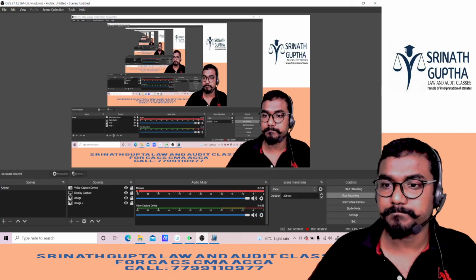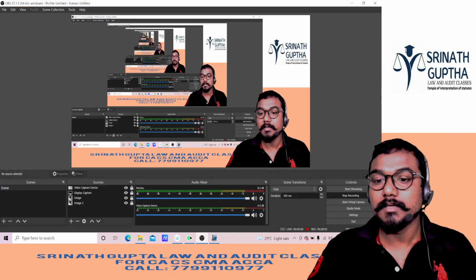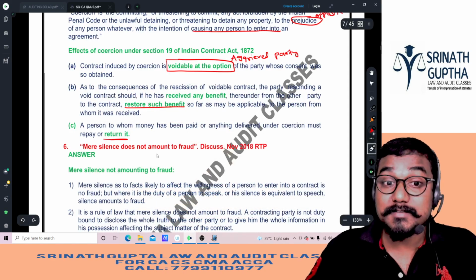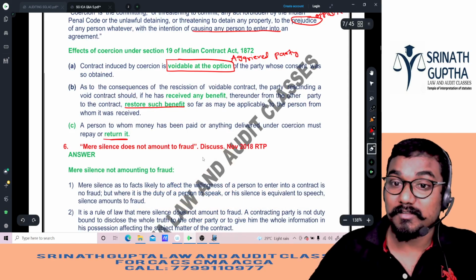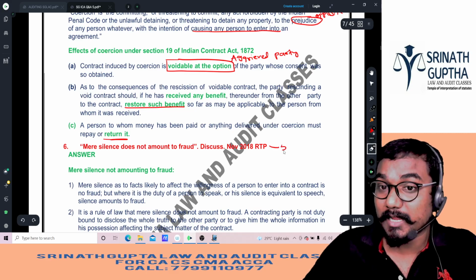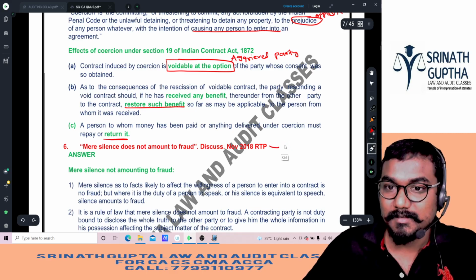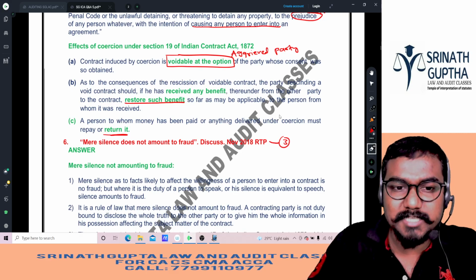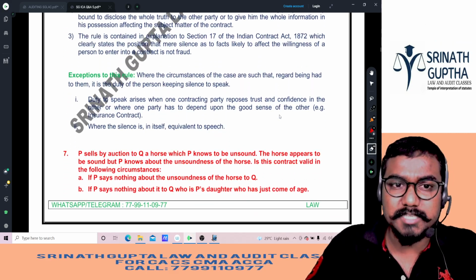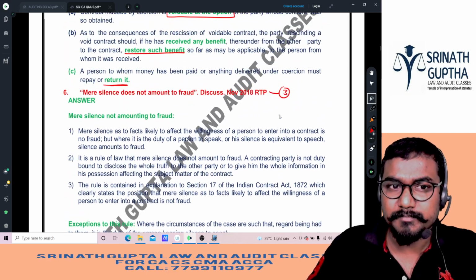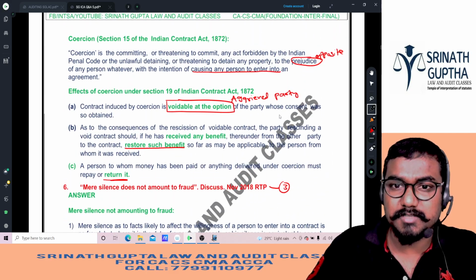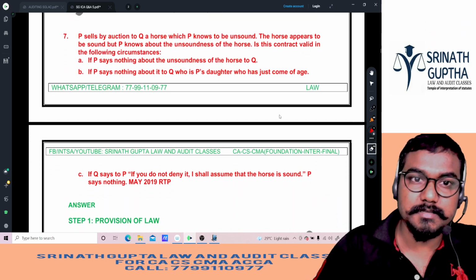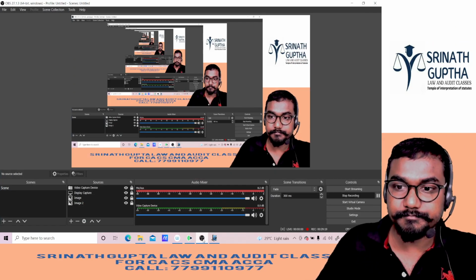6th question. So next question. Silence does not amount to fraud. The same question was repeated 3 times, beta. So generally silence does not amount to fraud. But some exceptions are there, beta. In those exceptional cases, silence will amount to fraud. So first question, second question, 6th question also same, beta. Next 7th question. 7th question is important, beta.